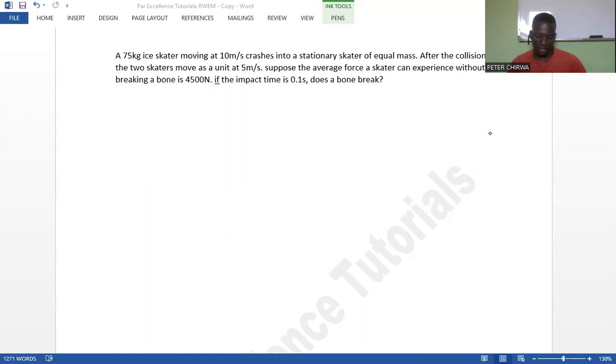So the question reads, a 75 kg ice skater moving at 10 meters per second crashes into a stationary skater of equal mass. After the collision, the two skaters move as a unit at 5 meters per second. Suppose the average force a skater can experience without breaking a bone is 4,500 Newton. If the impact time is 0.1 second, does a bone break?